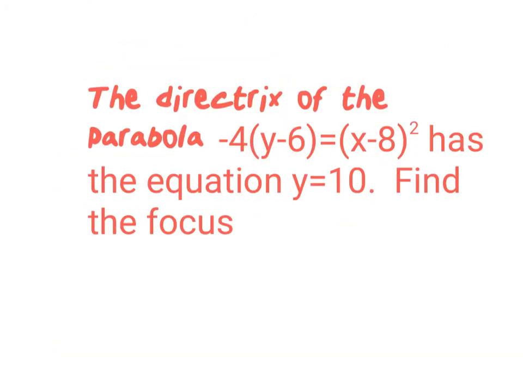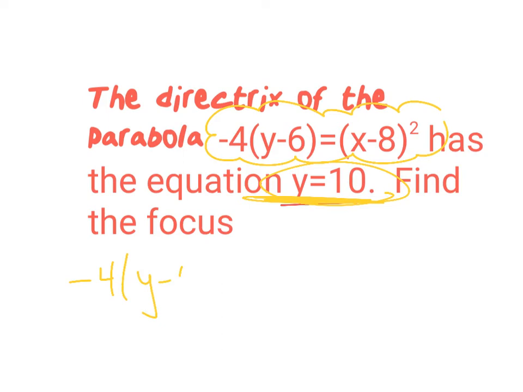All right, this time we're going to switch it up slightly, so I would get this wording in your notebook perfectly. The directrix of the parabola -4(y minus 6) equals (x minus 8) squared has the equation y equals 10. Find the focus. So it feels like they only gave you the directrix, but that's not true. They actually gave you the vertex as well, and you just have to figure it out from this equation. So let's jot that equation down and put it in correct notation so we can easily get the vertex.